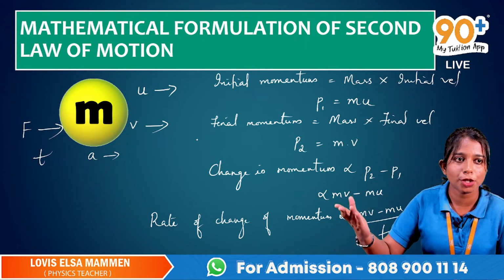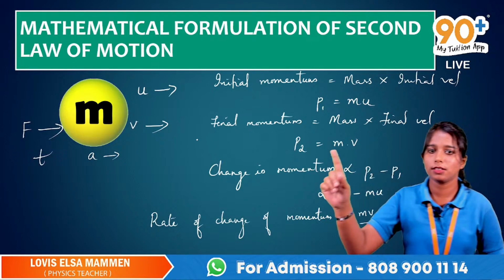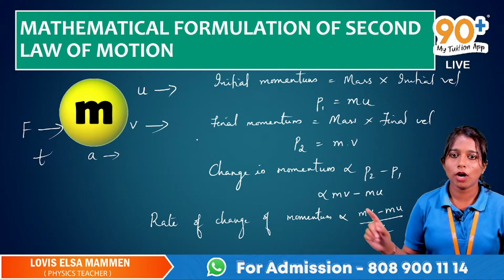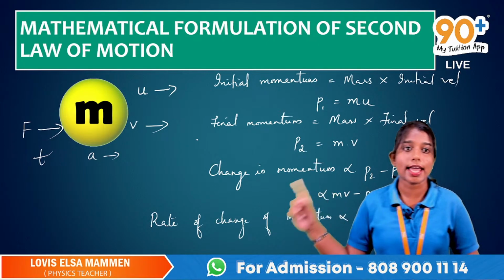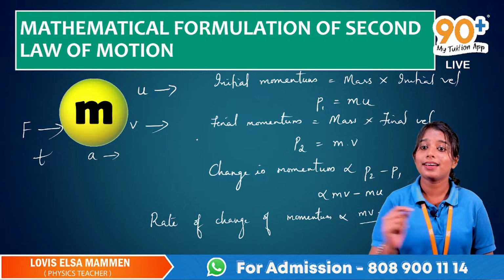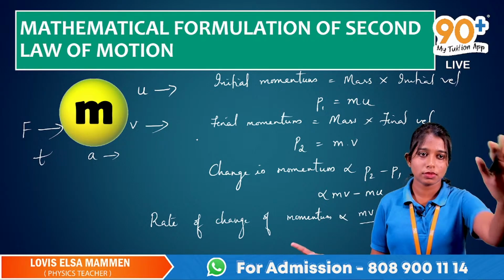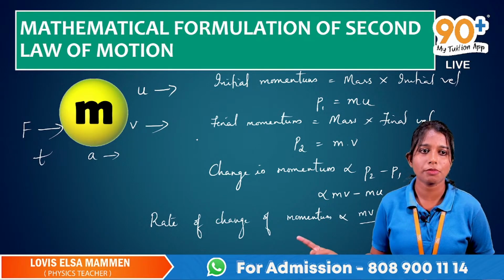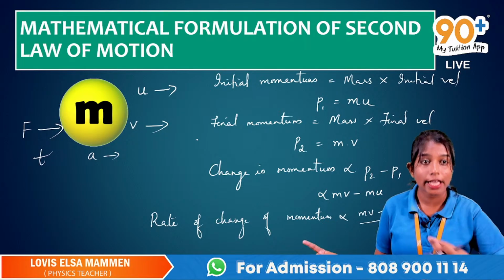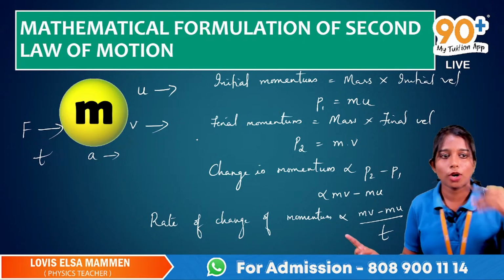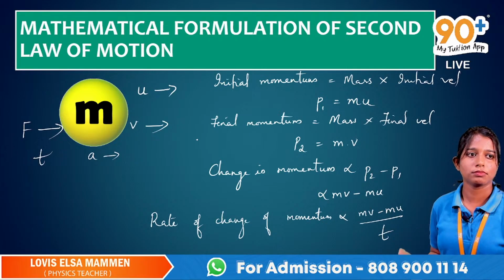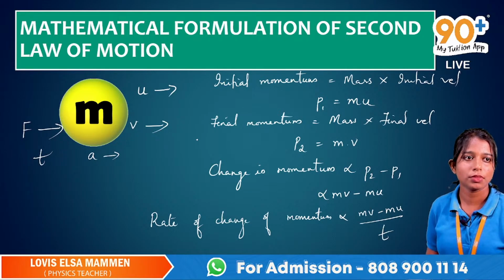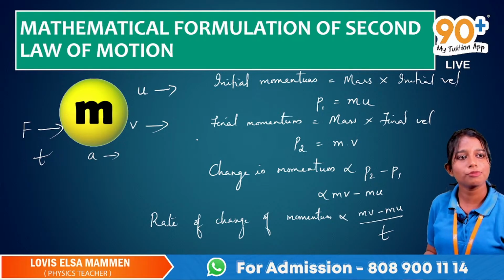That is proportional to P2 minus P1. ഇതൂടെ മൈനസ് ചെയ്യാം. So what is that? mv minus mu. Yes, so that is change in momentum. We need rate of change of momentum. Statement നോക്കുക. Statement of second law of motion. The rate of change of momentum ആണ്. So what is this rate of change of momentum? Change in momentum by time. Okay, so that is rate of change of momentum.